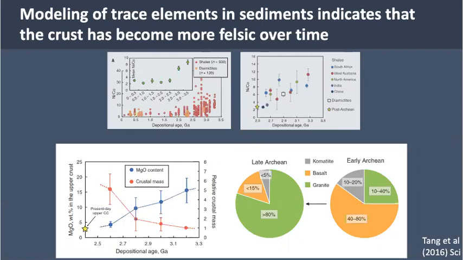They can do some calculations and make some inferences based on that, thinking about magnesium mass conservation ultimately. And they've inferred that there's been a significant change in the amount of mafic rocks exposed in the early Archean versus the late Archean. That's shown here, with more basalt and komatiite relative to granite exposed in the early Archean, and then less komatiite and basalt exposed in the late Archean relative to granite.